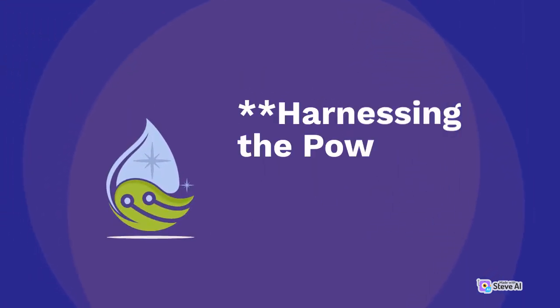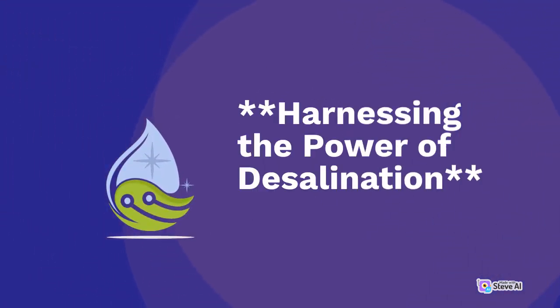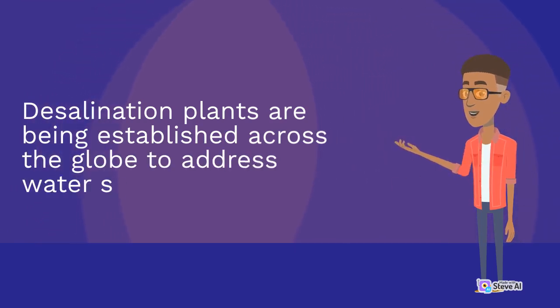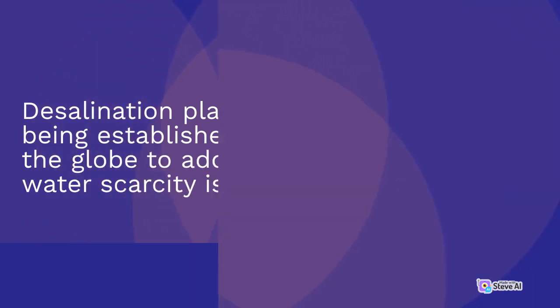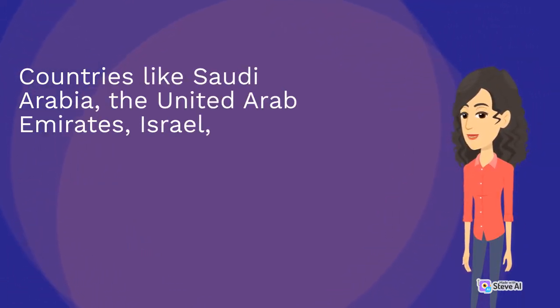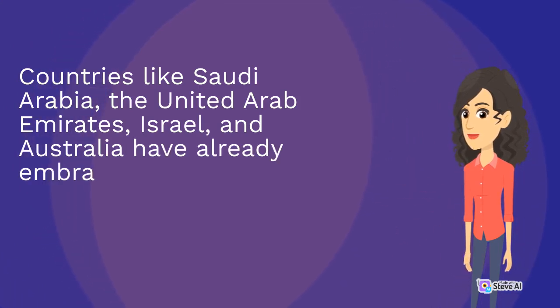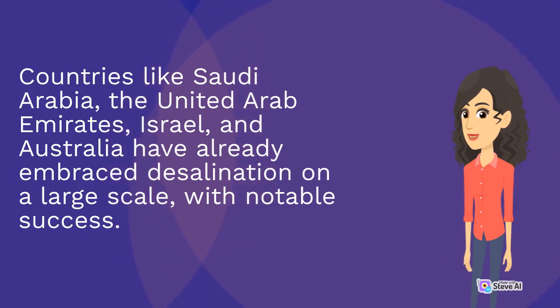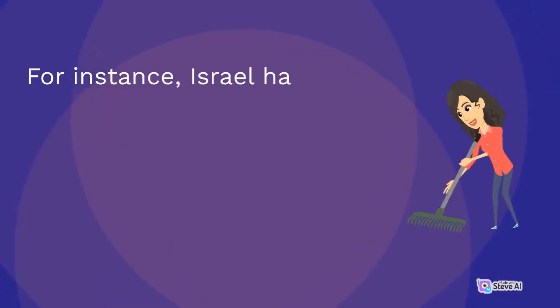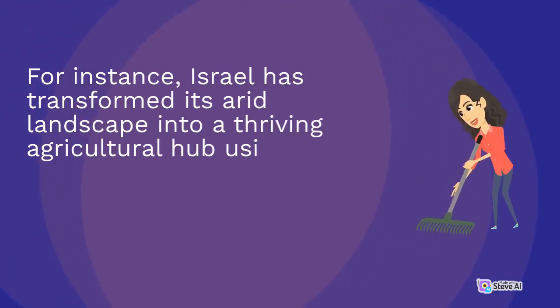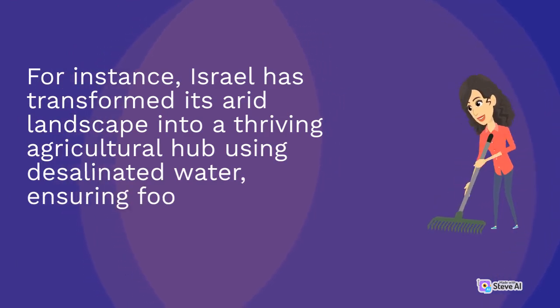Harnessing the power of desalination. Desalination plants are being established across the globe to address water scarcity issues. Countries like Saudi Arabia, the United Arab Emirates, Israel, and Australia have already embraced desalination on a large scale, with notable success. For instance, Israel has transformed its arid landscape into a thriving agricultural hub using desalinated water, ensuring food security and economic stability.